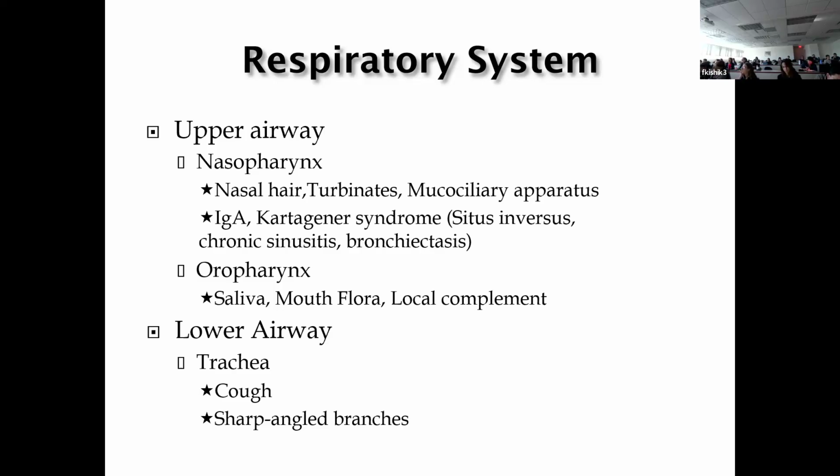So nasopharynx, definitely upper airway. We'll agree on that. That's going to be nasal hair, turbinates, the mucociliary apparatus. You can have an IgA disease, Kartagener syndrome, situs inversus. You guys know situs inversus? Instead of your heart being on your left, it's on your right. It's rare. Then chronic sinusitis, bronchiectasis. Oropharynx is going to be salivary, mouthful, local complement.